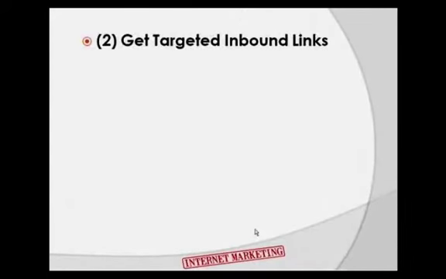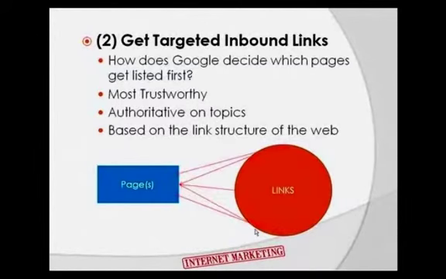Tactic number 2 is about getting targeted inbound links. And the pages with the more links pointing to them will tend to get higher ranks. So as you can see here, I've created an image for you to understand. You've got pages, the more links that are pointing to that page or pages, then Google looks at that and says, okay, this web page must be relevant, and this web page must be important because of all these other little web pages that are pointing to it.